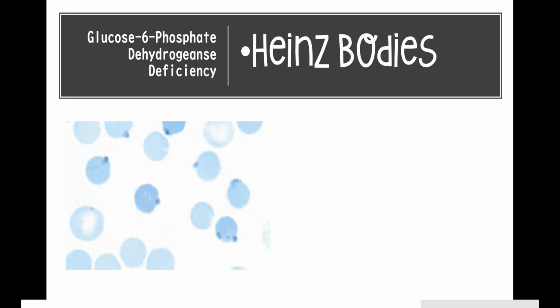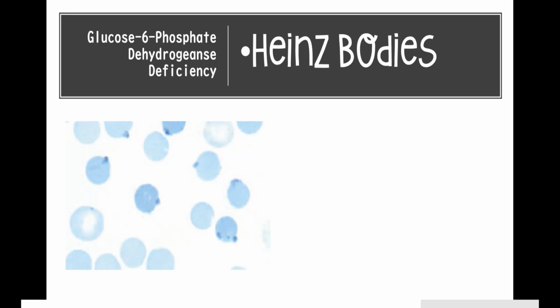Now, please do take note of this. Heinz bodies are only visualized using supravital stain. As discussed in your histopath, supravital staining involves staining of the cell while the cell is still alive, okay? Because the cell has to uptake the stain, and once the stain is diffused inside the cell, the stain will be able to stain the internal structure of the cell. So Heinz bodies are only visualized using supravital stain.